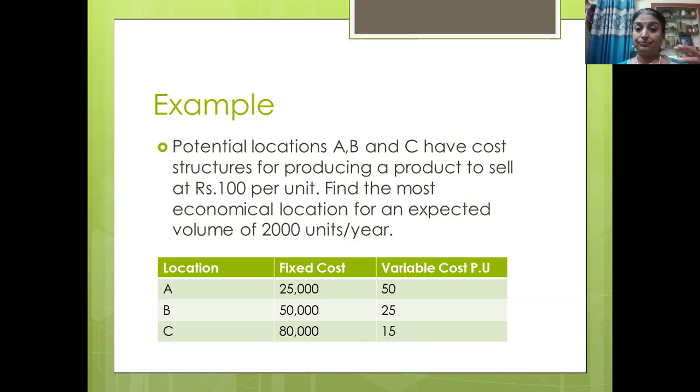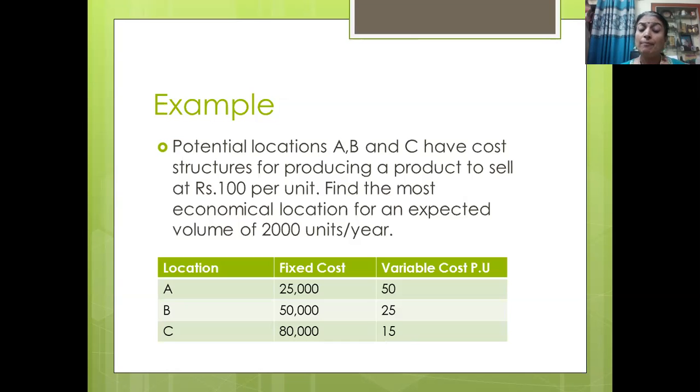So our revenue will be 2000 units into rupees 100. Isn't it? For all the locations, this is the revenue. But what about the cost? Cost is given like this. A, B, C, 3 locations are there. And fixed cost, 25,000, 50,000, 80,000. And variable cost, 50 per unit, 25 per unit, 15 per unit. I hope you have understood what to do now.